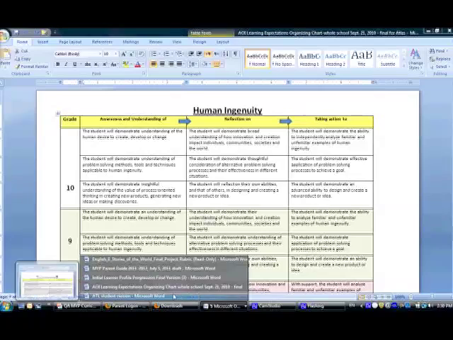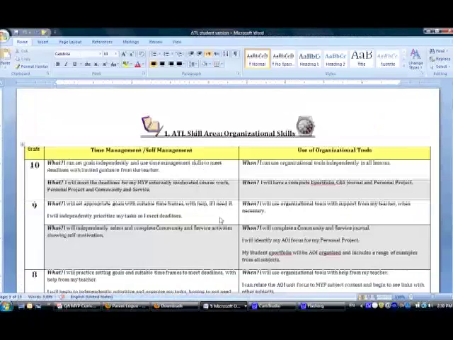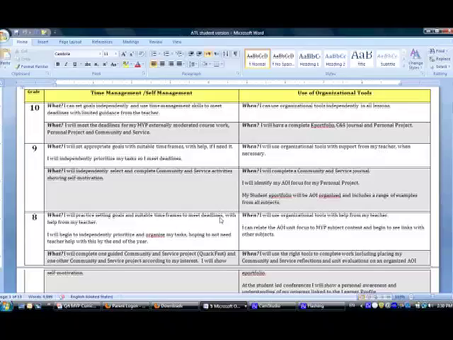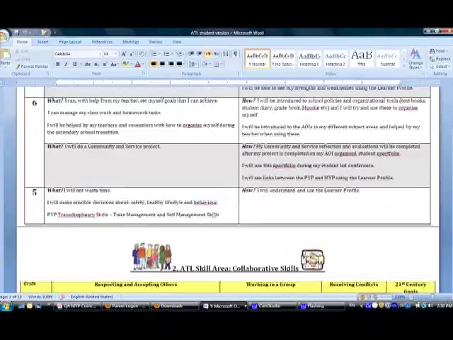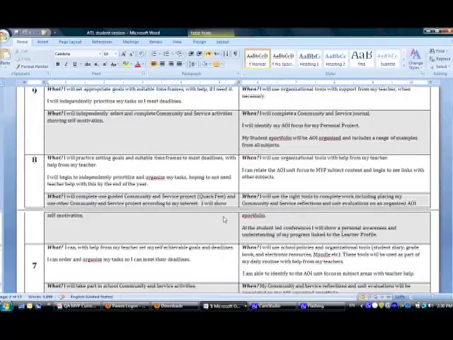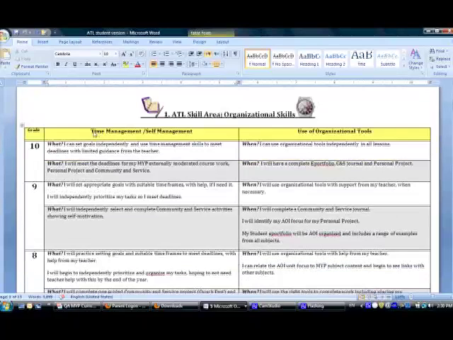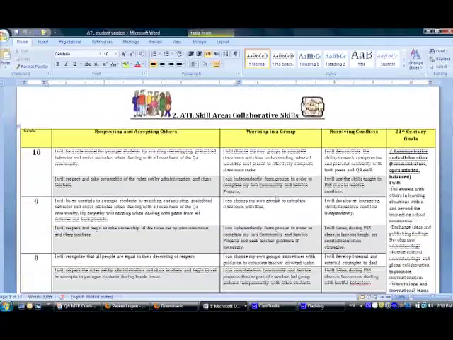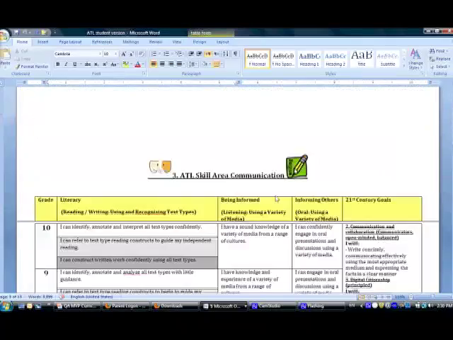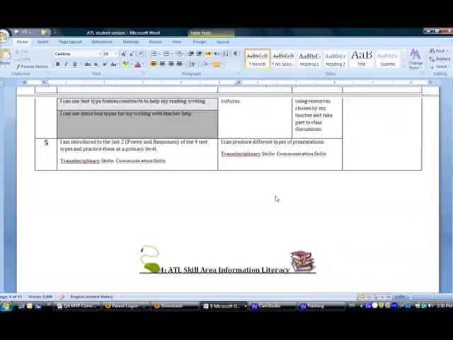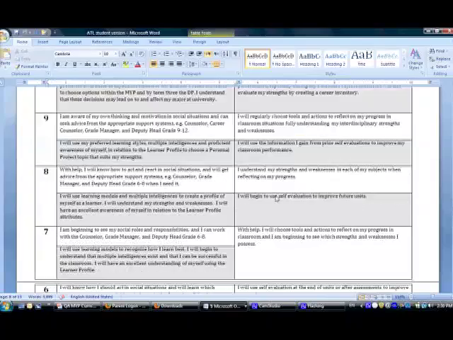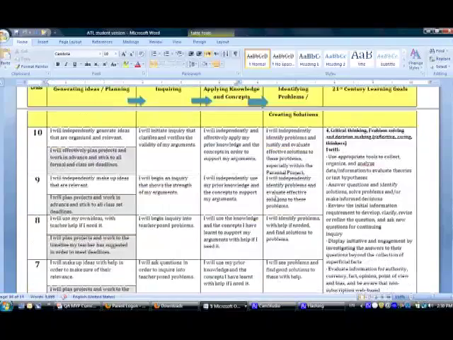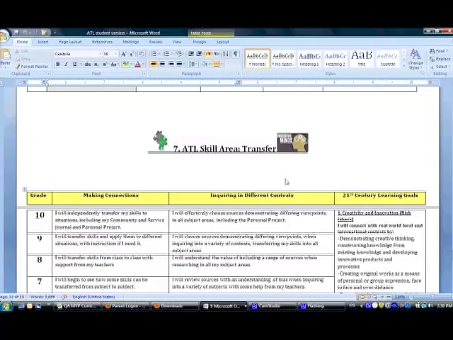Additionally, the Approaches to Learning document, in a similar manner, shows the expectations for teachers and for students at all levels of the school, moving all the way from the PYP years up to grade 10 in terms of things like time management and self-management, use of organizational tools, collaborative skills, communication, information literacy, reflection, and finally, thinking and transfer.